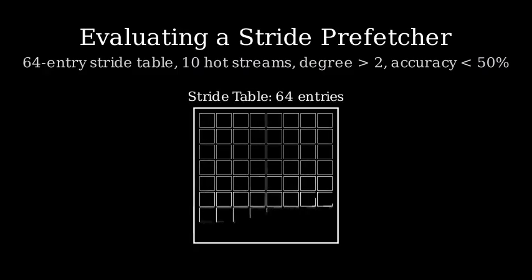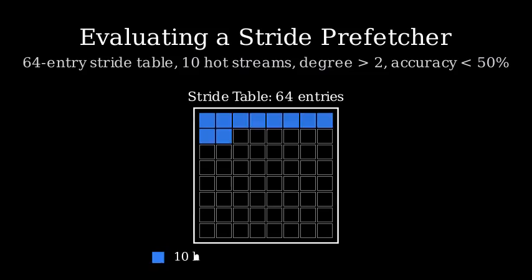First, the stride prefetcher keeps a stride table. Ours has 64 entries. Each entry learns the last address and the stride for one stream. With 10 hot streams, at least 10 entries will be active. Let's draw a 64-entry grid and highlight the 10 hot streams. Notice that capacity in the stride table is not a bottleneck here. We still have more than 50 free entries.